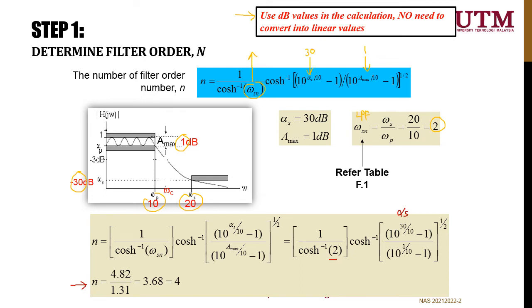You need to round up your N value to the next higher whole number. Even if you have N equal to 3.1, your N should still be equal to 4. If N equal to, for example, 2.05, you still need to round it up to the next higher whole number, so N equal to 3. So keep that in mind.